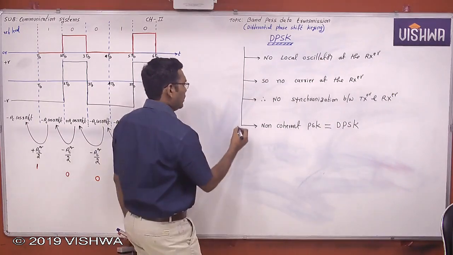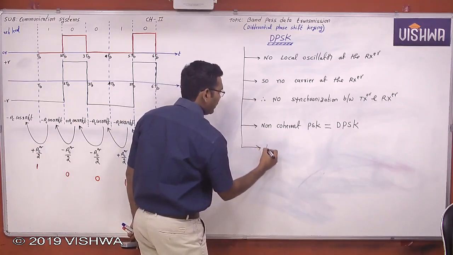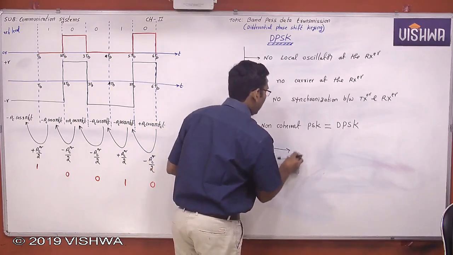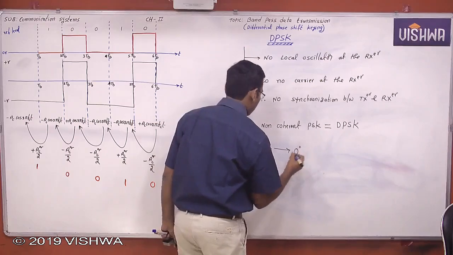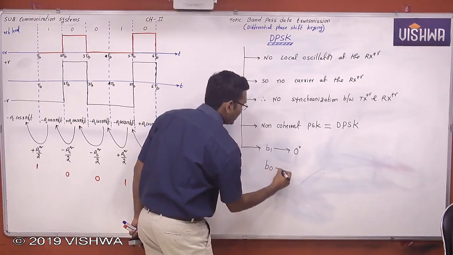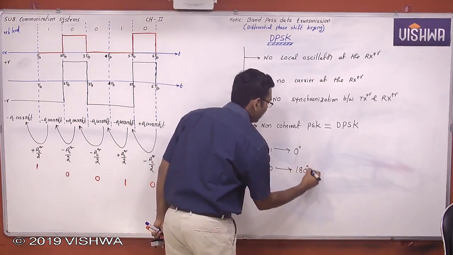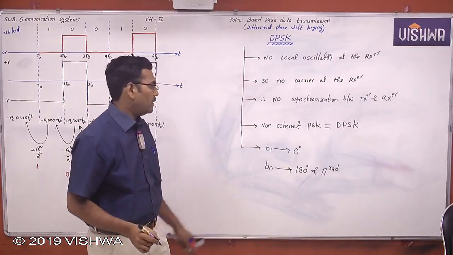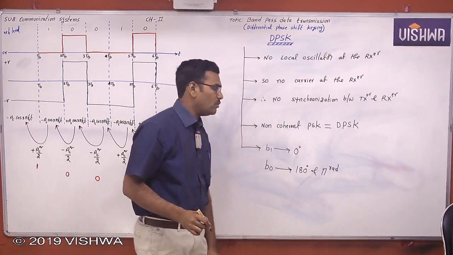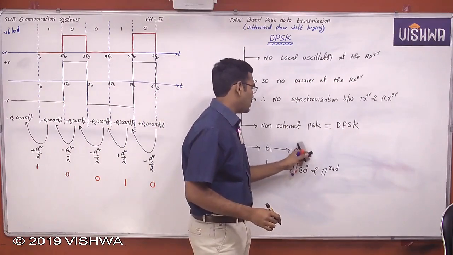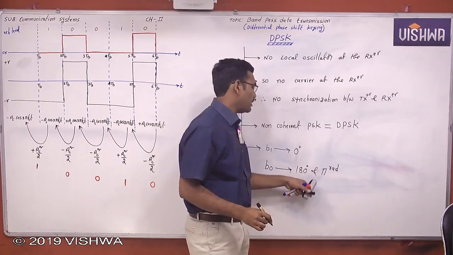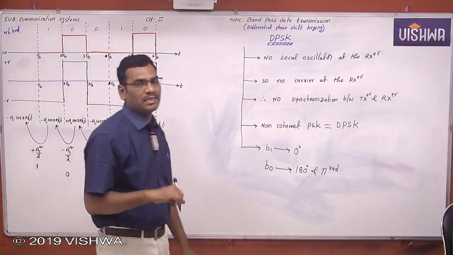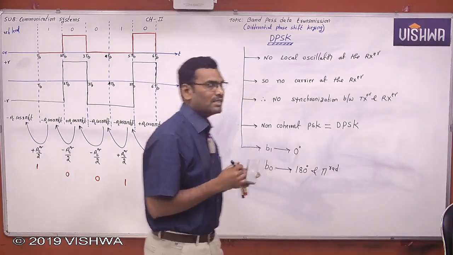Now here, binary 1 is represented with a phase of 0 degrees, and binary 0 is represented with a phase of 180 degrees or π radians. Because sometimes he is asking what are the phases produced in a DPSK for a binary stream. Now we'll solve that one also. First you note down this.